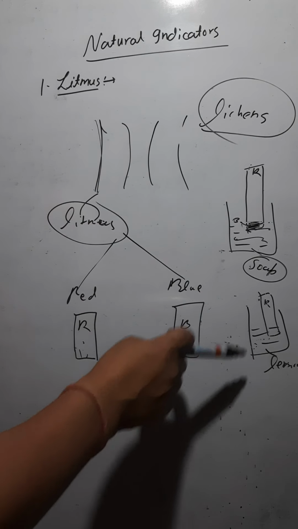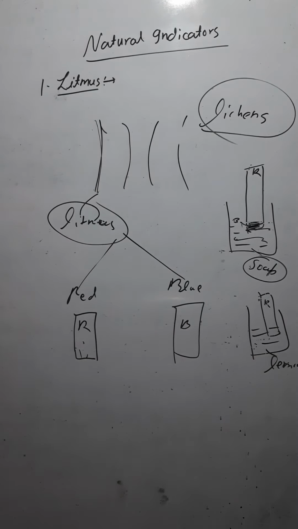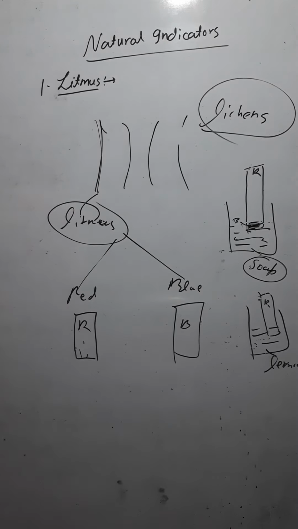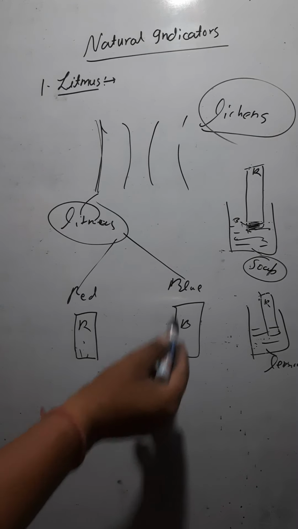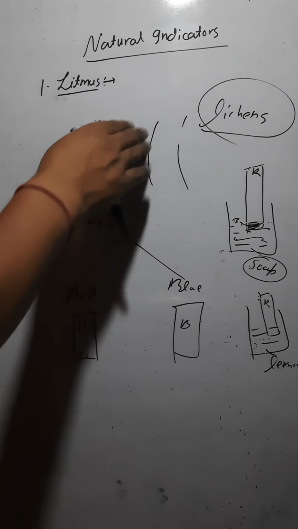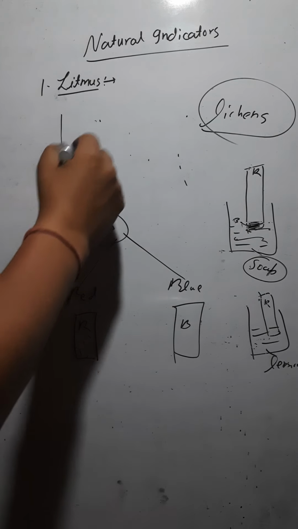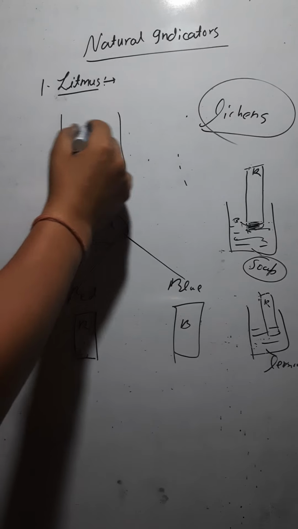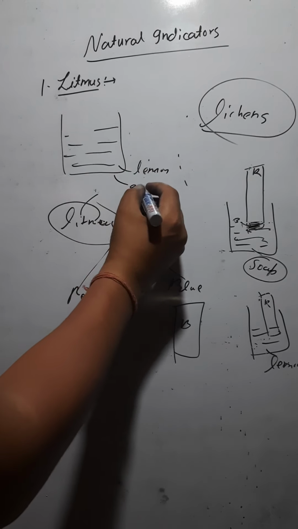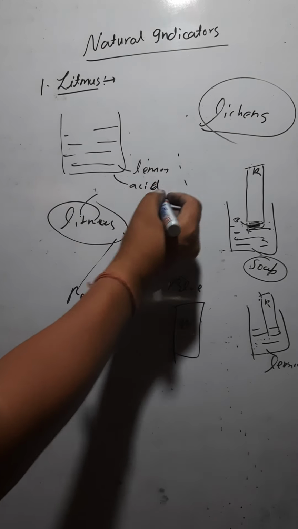So we can conclude that red litmus paper remains red in acidic solution, but red litmus paper turns blue in basic solution. Now similarly we can do it for the blue litmus paper also. One more example I am giving you. Let's say you have lemon water here. Lemon water means acid. Lemon water contains citric acid. So you have acid there in the lemon water.